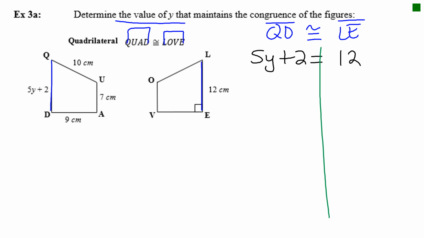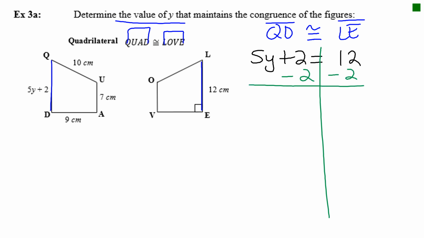Step 2, combine like terms. On the right, all we have is a 12. On the left, you can't combine 5y or 2 together. Step 3, add or subtract to get all the variables by themselves. You'll notice that all the y's are on the left, so we'll leave them there. We want to get constants to the right, so we're going to get rid of this positive 2 by subtracting it from both sides.